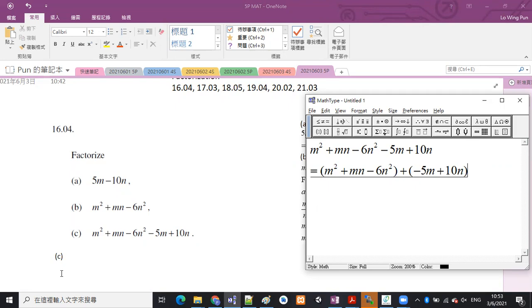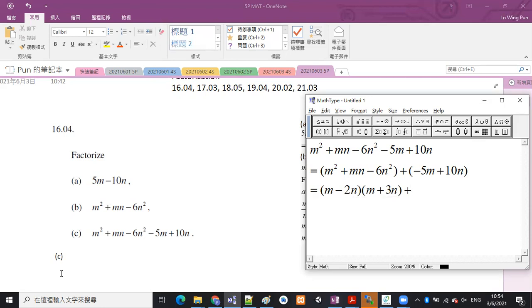And for the first group, we just use the results of part B to be m minus 2n and m plus 3n. And then for the second group, it looks very similar to the question in part A. Can you see this? But in part A, we have positive 5m minus 10n. Now we have negative 5m plus 10n. It's completely opposite. And that will be good because we can amend this by taking out a negative sign.